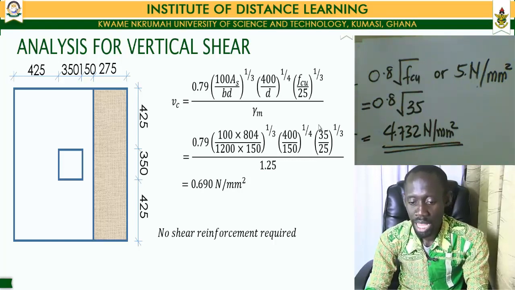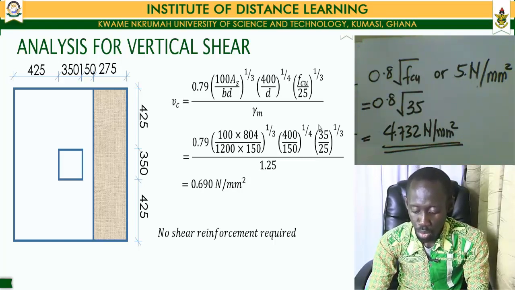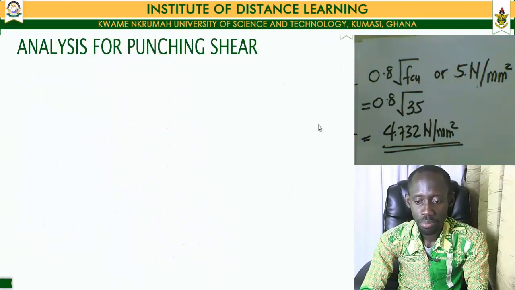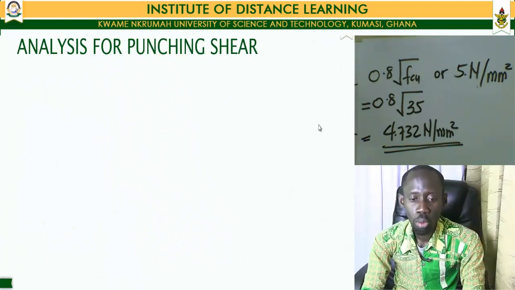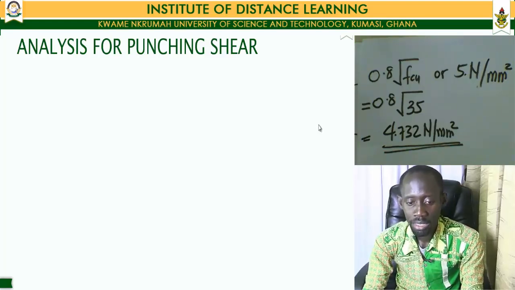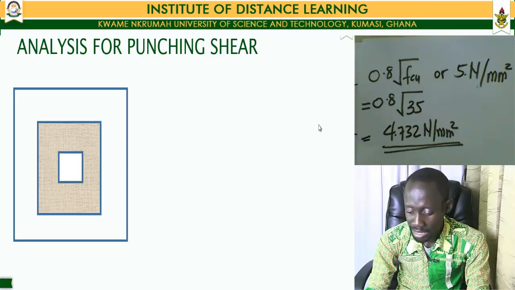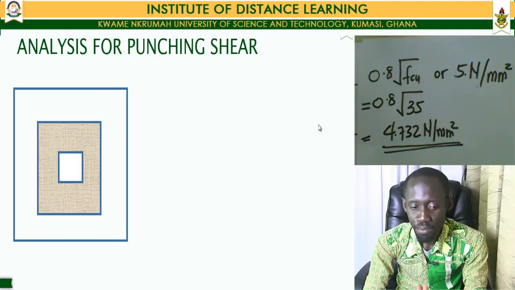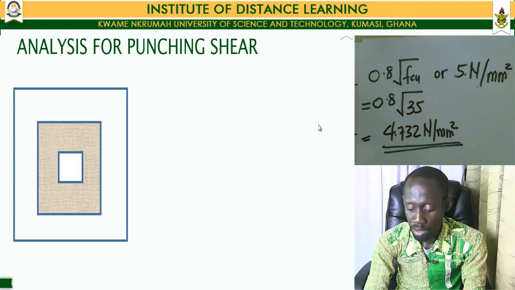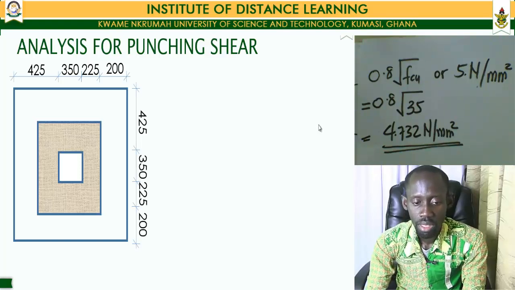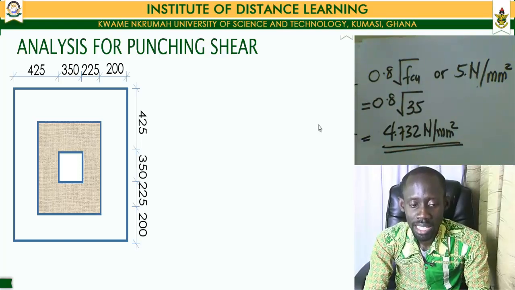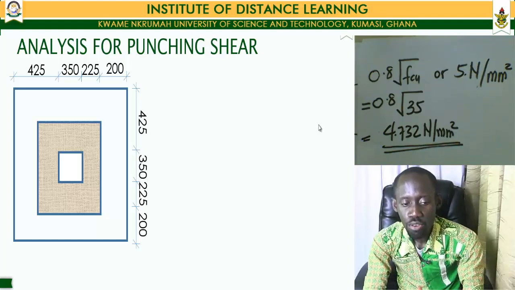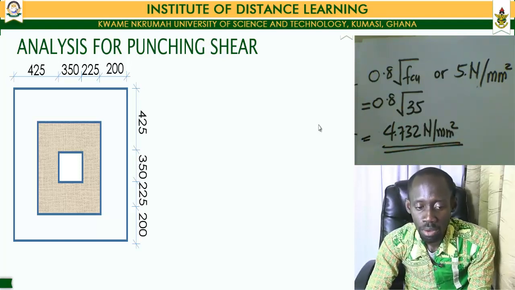So, having finished with our vertical shear, we now move on to look at our punching shear, or the probability of our column punching through our pad foundation. Our punching shear value is usually calculated at a distance of 1.5 D from the face of our column.